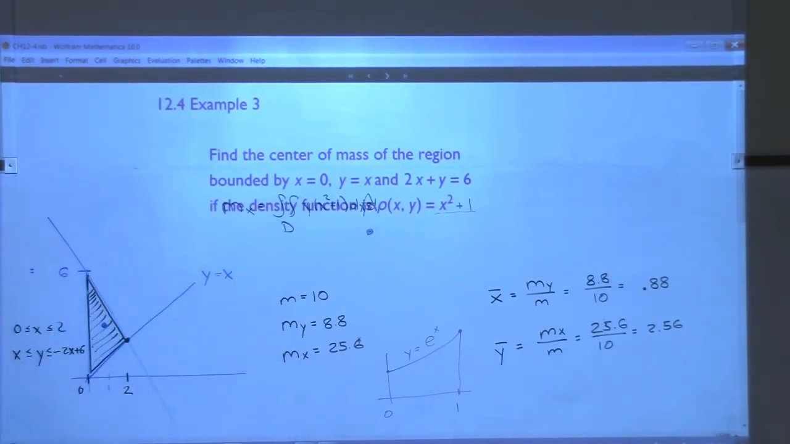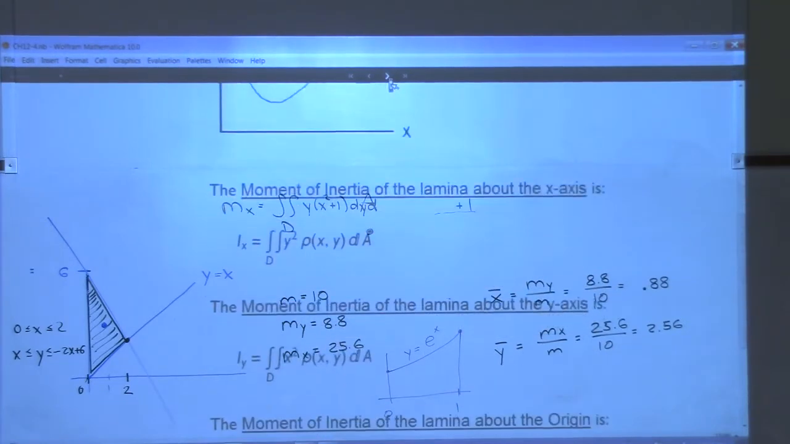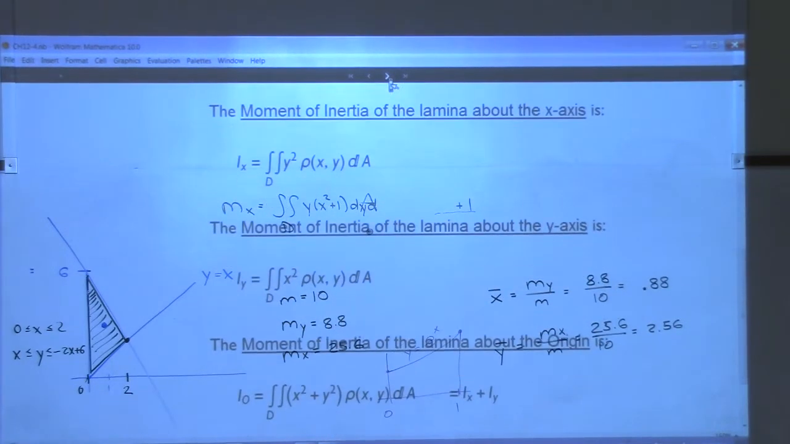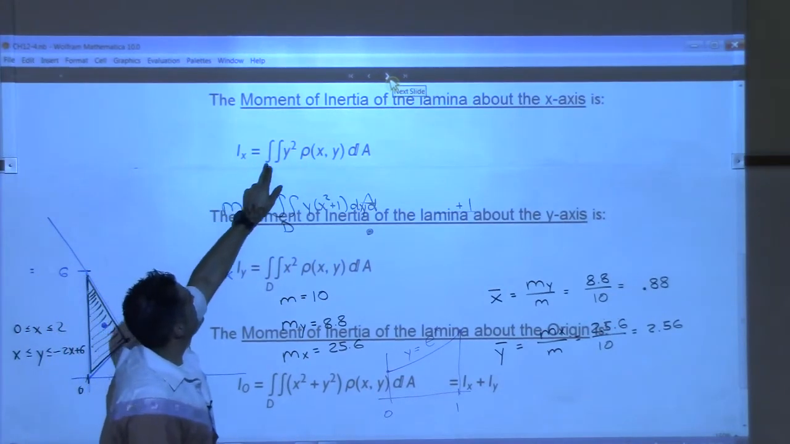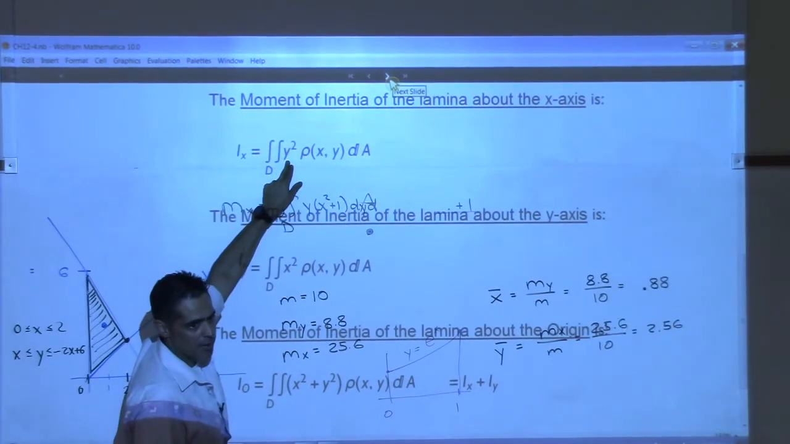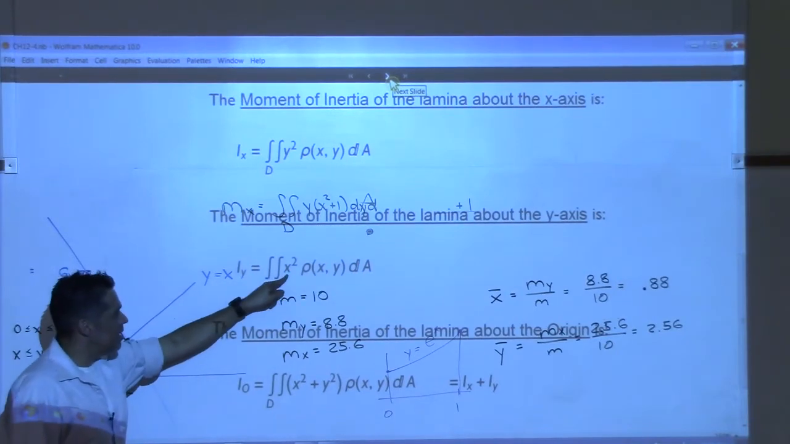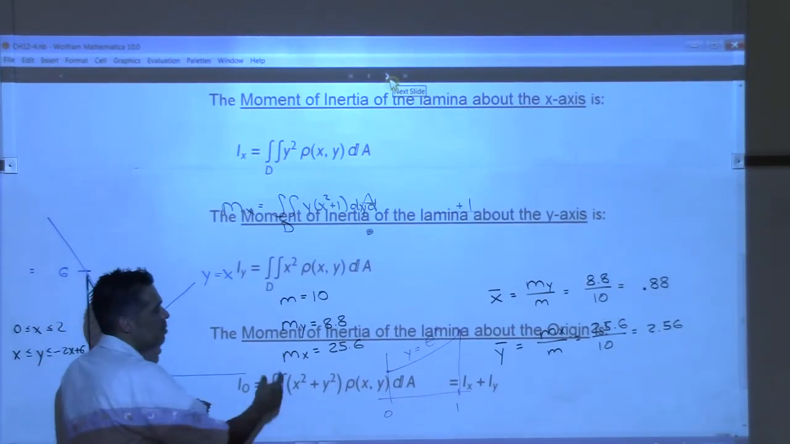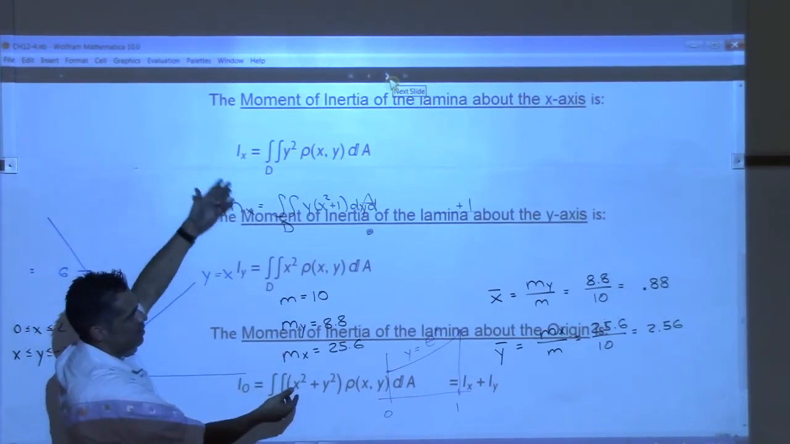All right, now, this section continues on. We talk about moments of inertia, and there's formulas for moments of inertia. The moment of inertia is very similar to the moment, except the moment of inertia about the x-axis, instead of putting just y, you put y squared. Moment of inertia about the y-axis, instead of doing x, you do x squared. And then you also have the moment of inertia about the origin, which is basically these two added together.